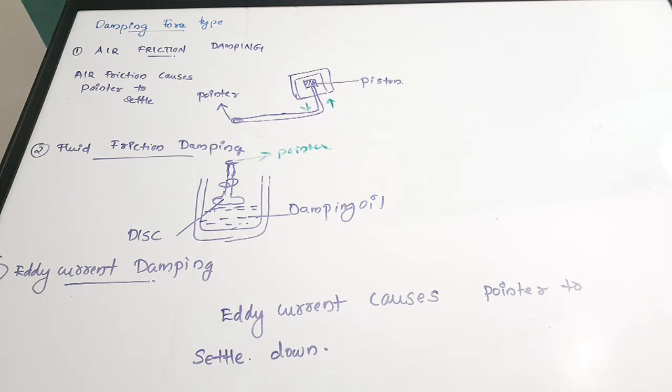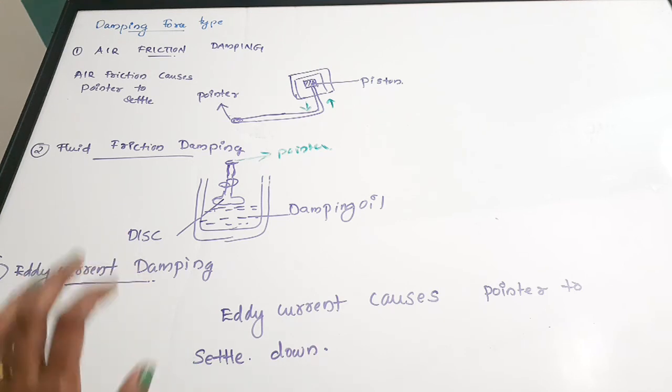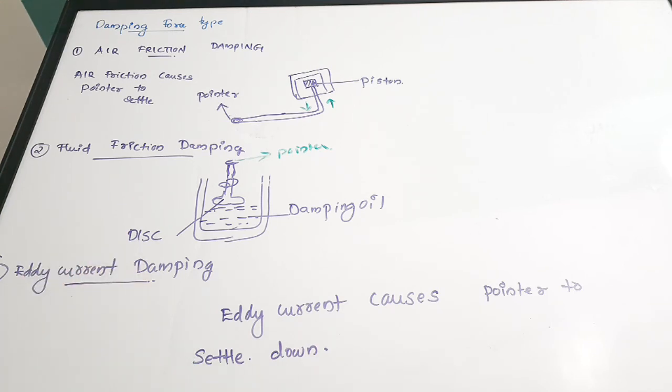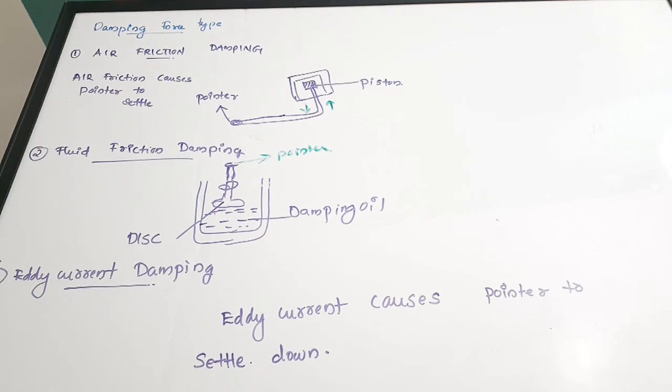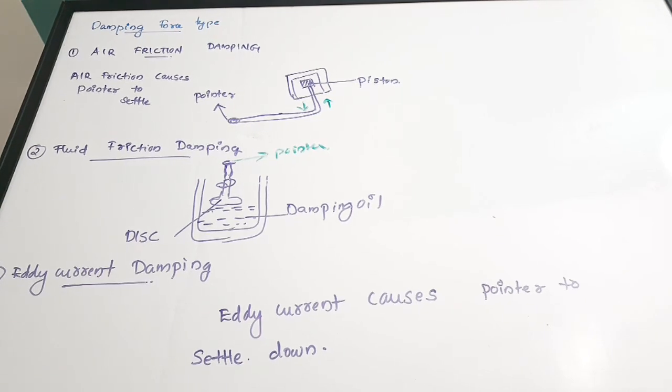The third one and the last one is the eddy current damping system. So we all know that whenever a conductor is moving in a magnetic field, an EMF will get induced in the conductor. Okay, so this is a very common thing that happens to a conductor moving in a magnetic field, and that is an EMF getting induced in it. And if a closed path is provided, it will result in a circulating current called eddy current.